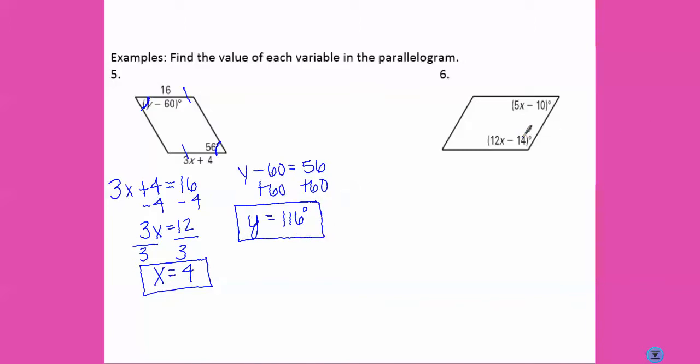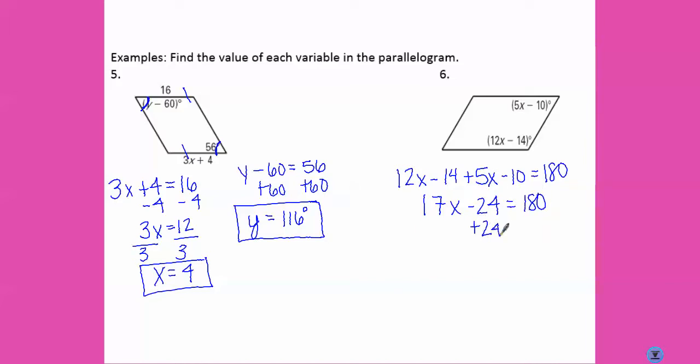What kind of angles do we have in number 6? Those are consecutive angles, which are supplementary. So we need to add them and set them equal to 180. So 17x minus 24 equals 180. Add 24 to both sides. 17x equals 204. Divide both sides by 17. And we get that x equals 12.